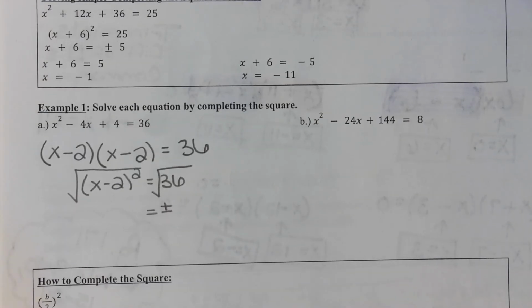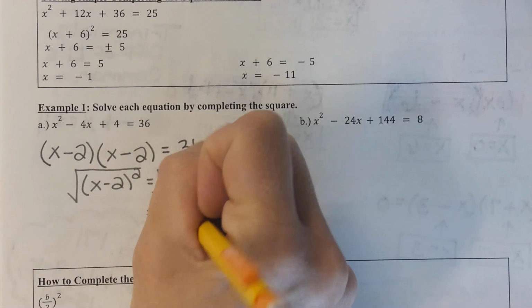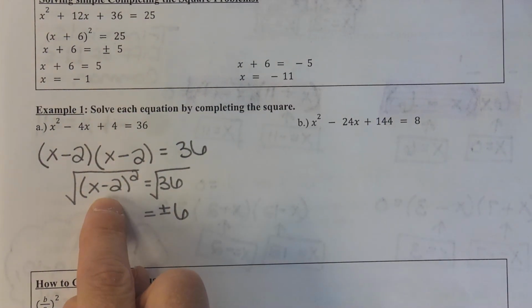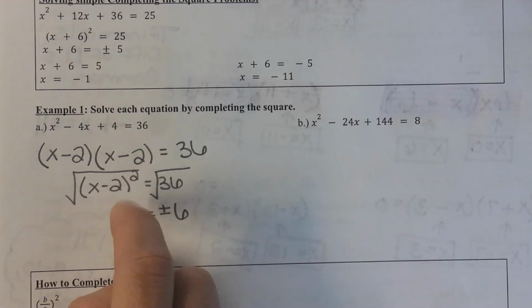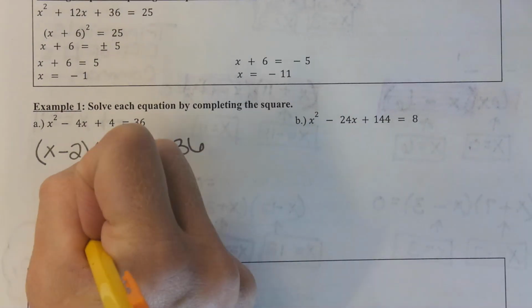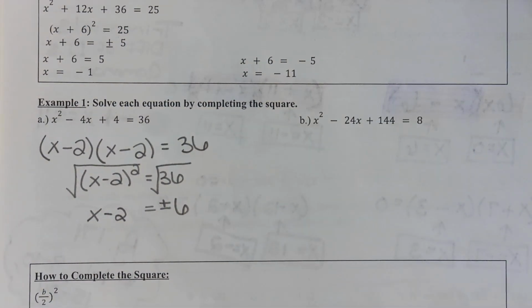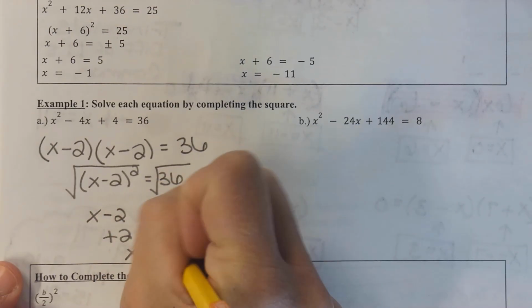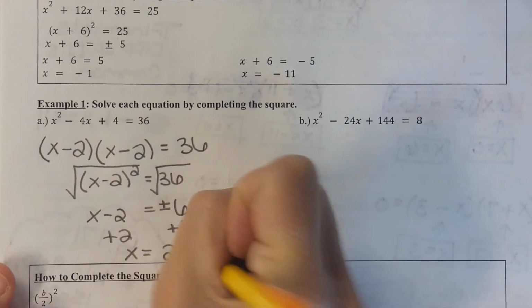What is the square root of 36? 6. If I take the square root of (x - 2) squared, what's going to happen? It's just going to be x - 2 because the square and the square root undo each other. Do you see how I'm now here? If I want to solve for x, how can I finish getting x alone? Add 2. Add the 2. So x equals 2 plus or minus 6.